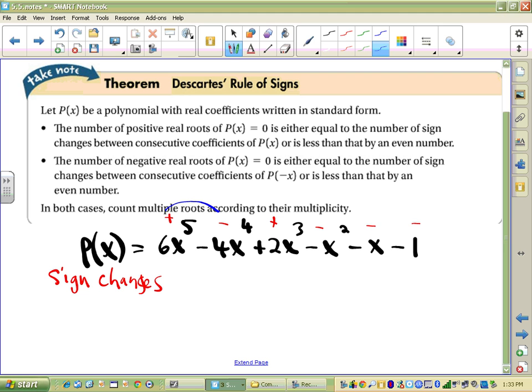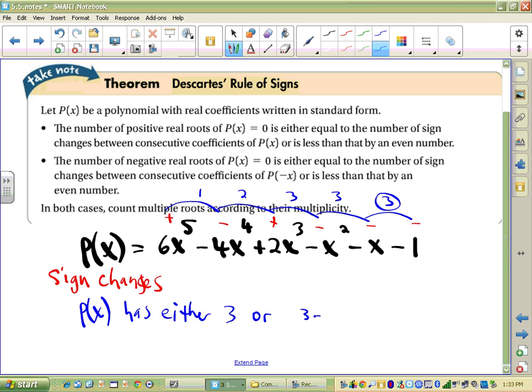From positive to negative, that's one sign change. Negative to positive, that's a second sign change. Positive to negative is a third sign change. It's still negative, so there are still 3 sign changes. What they're saying is p of x has either 3, or less than that by an even number, so 1, positive real root.